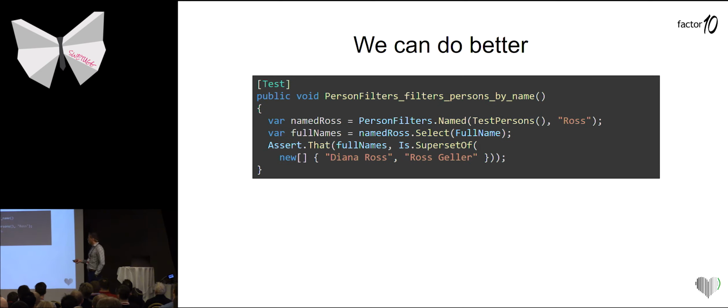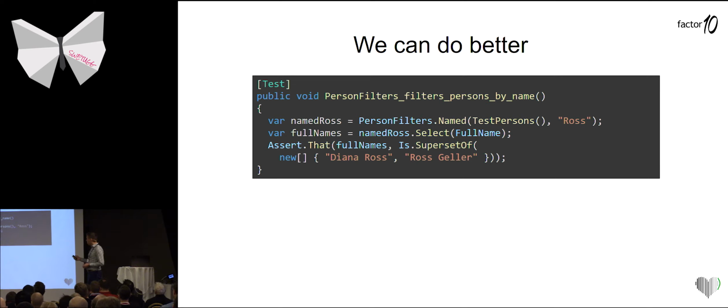We can actually use a different assertion. It's superset. Because in the previous case, we are actually interested in knowing that we filter on first name and on last name. We had Diana Ross and Bob Ross. Testing both is redundant. They both have the same last name, so we can just verify on one of them.